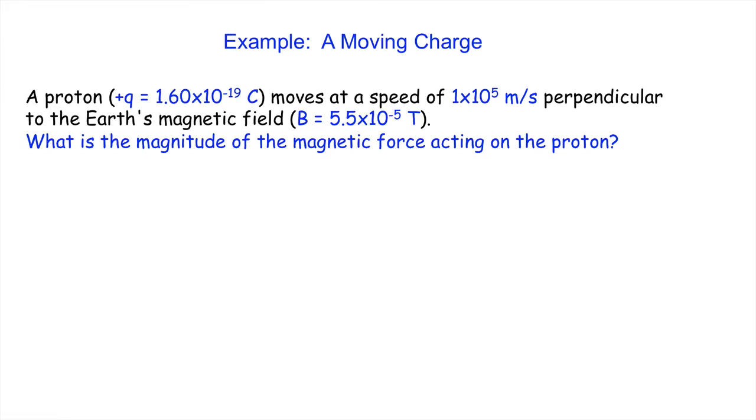Now, a simple example that is in your textbook indicates that if you have a charge with the charge of a proton, the magnitude of the charge of a proton and an electron being 1.6 times 10 to the power of negative 19 coulomb, moving at a speed of 10 to the power of 5 meters per second, perpendicular to the Earth's magnetic field. This statement is important. Why? Because if it's moving along the magnetic field, then most likely the charge is not going to experience any force. So what is the magnitude of the magnetic force acting on the proton?